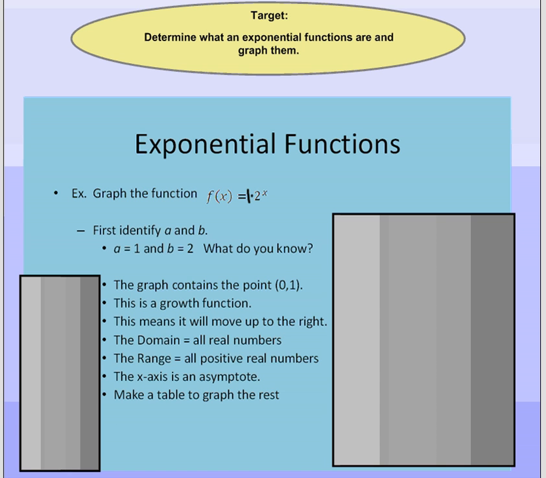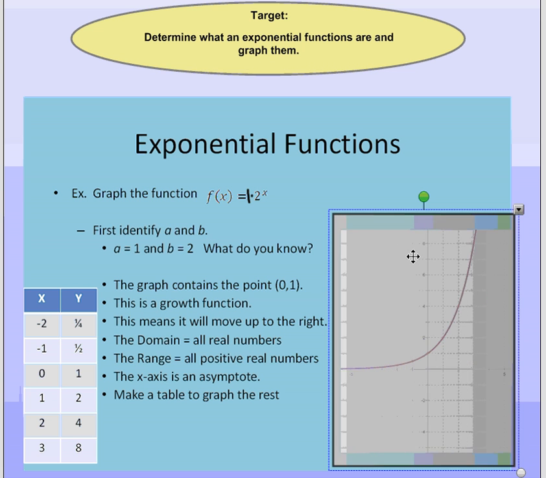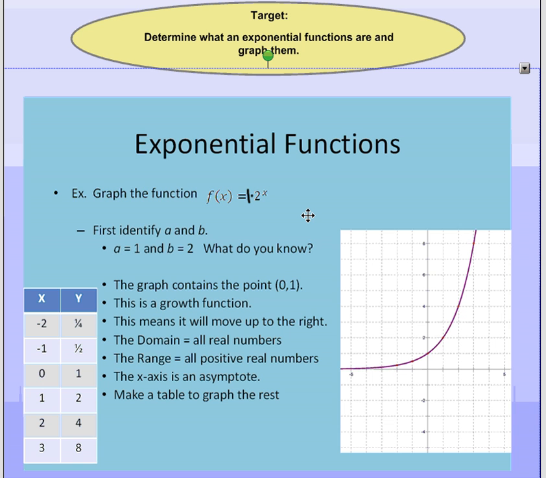Now we're going to make a table. So we have our function here. We're going to input these values into it. Okay, and this is what it looks like. Now, when we say the x-axis is an asymptote, the x-axis is a horizontal asymptote. So the graph is not going to cross over that black line that I just drew.